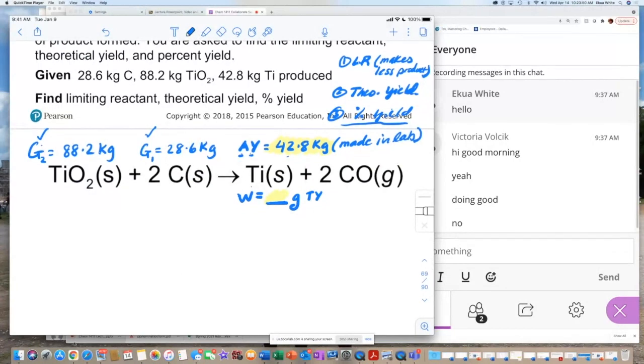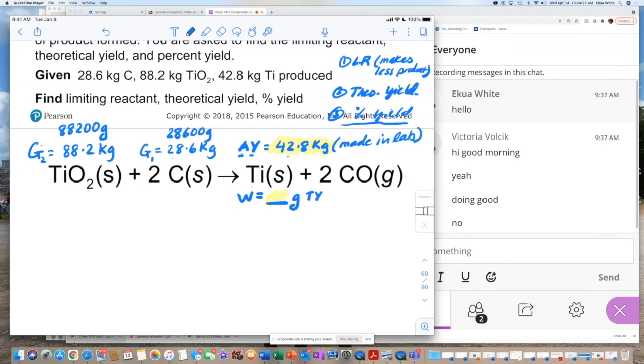Okay, the other issue I have, which is not really an issue, it's a small thing: they gave me the masses in kilograms. I want the masses in grams. So what I'm going to do here is multiply these numbers by 1,000 real quick. It'll make my math a lot easier. 88.2 times 1,000 to get them in grams. So this is going to be 88,200 grams. This one here will be times 1,000.